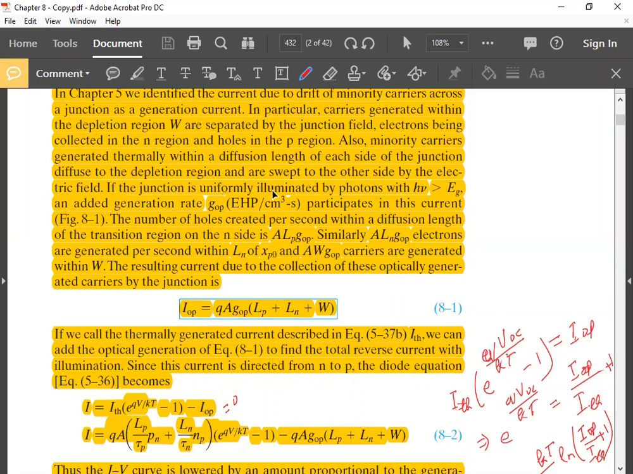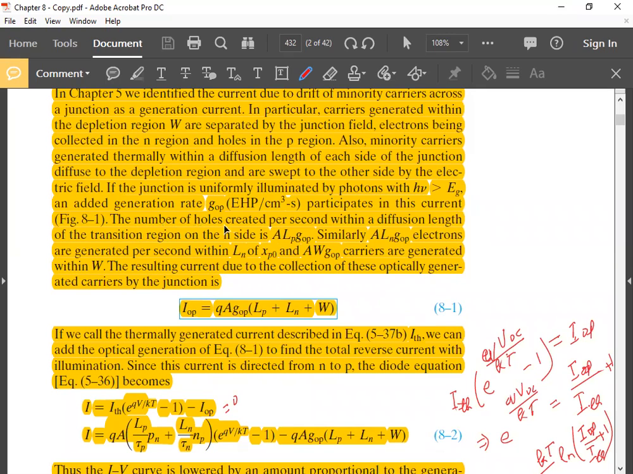If the junction is uniformly illuminated by photons with h nu greater than Eg, an added generation rate GOP EHP per centimeter cube per second participates in the current. Why added generation rate? Because there is already thermal generation rate. Because of thermal generation, there is a drift current. In addition to that, there will be an optically generated current. And since the illumination is steady state, there is a steady state generation of carriers from optical generation.